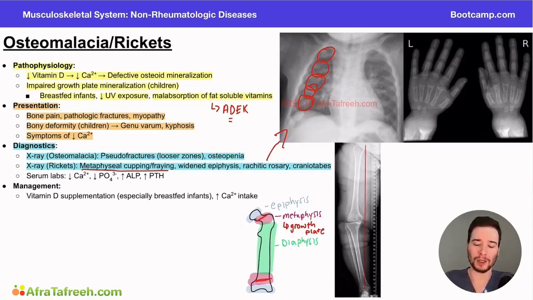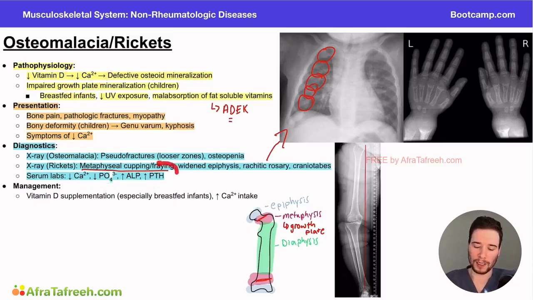And again, this should make sense to us, soft skull bones, because the problem overall is that we have defective osteoid mineralization. Now, finally, super important to keep in mind the serum labs. We're going to have decreased calcium levels, which again should make sense from up here. We're going to have decreased phosphate. We're going to have increased alkaline phosphatase and increased PTH.